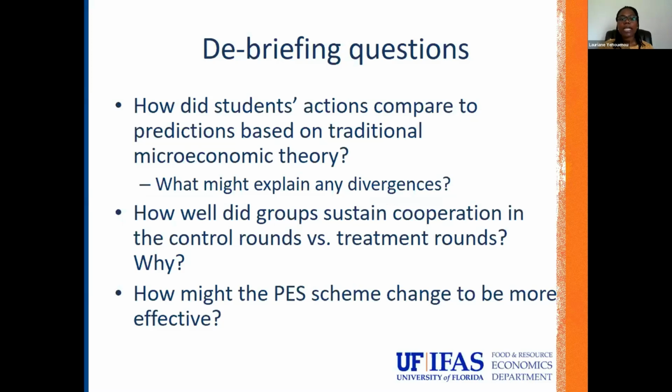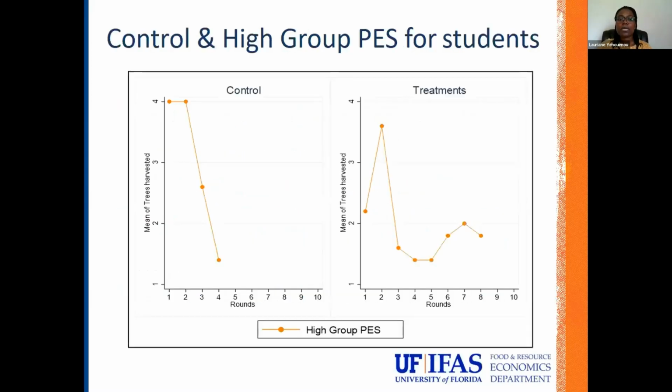At the end of the game, we can ask students to compare how they play and what the microeconomic theory predicts. We can also see how well the group sustains in comparison during the treatment round and the control round, and also how the PES scheme might change to be more effective.